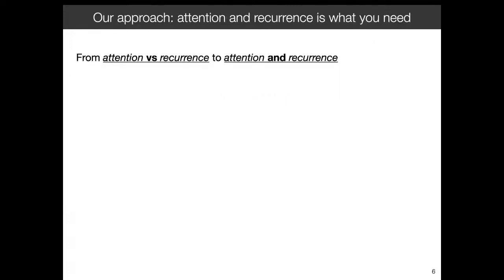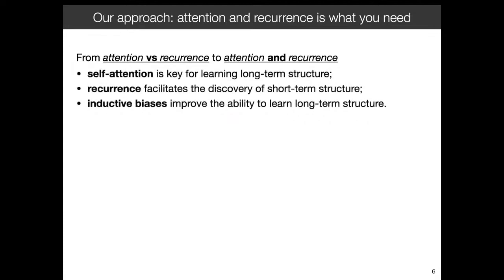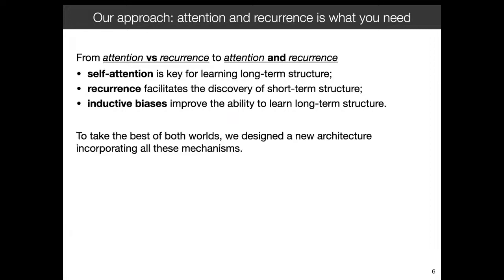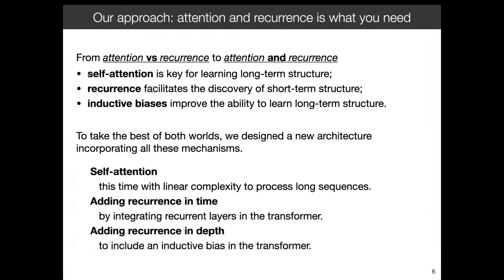Instead of considering recurrent networks and transformers as two contenders in the music modeling game, our approach is based on the hypothesis that self-attention, the strength of transformers, is crucial for learning long-term structures. Recurrence addresses several limitations of transformers, such as learning local structures, and inductive biases facilitate the integration of both these modeling paradigms whilst optimizing the use of parameters. Our architecture incorporates all these mechanisms and provides self-attention at a linear cost, which allows processing entire musical pieces, a crucial requirement for learning music structure at all the possible timescales.